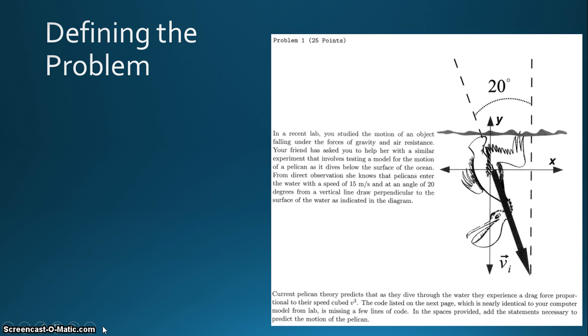From direct observation, she knows that pelicans enter the water with a speed of 15 meters per second at an angle of 20 degrees from the vertical line drawn perpendicular to the surface of the water, as indicated in the diagram. Current pelican theory predicts that as they dive through the water, they experience a drag force proportional to their speed cubed, v cubed. The code listed on the next page, which is nearly identical to your computer model from lab, is missing a few lines of code. In the spaces provided, add the statements necessary to predict the motion of the pelican.